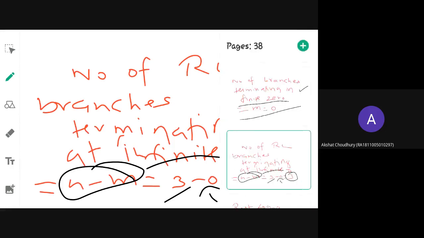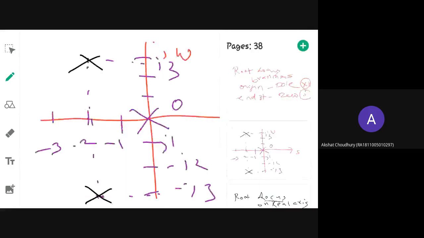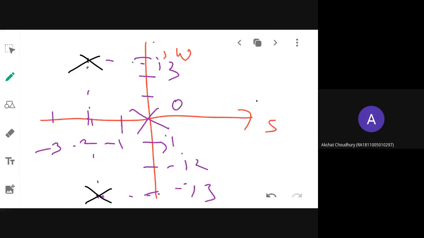Then you have to take a graph sheet and locate the poles and zeros. For this problem, what are the zeros and what are the poles that you are having? Ma'am, no zeros and 3 poles. Okay, so no zeros are there, only 3 poles are there.